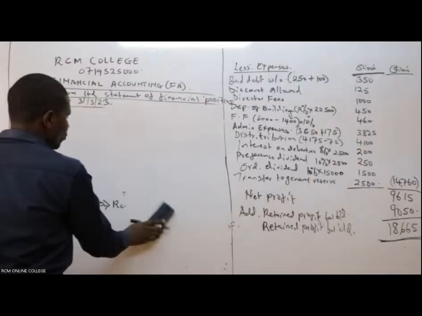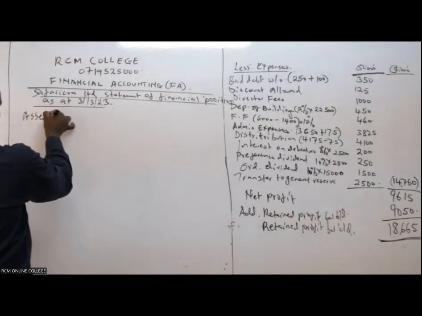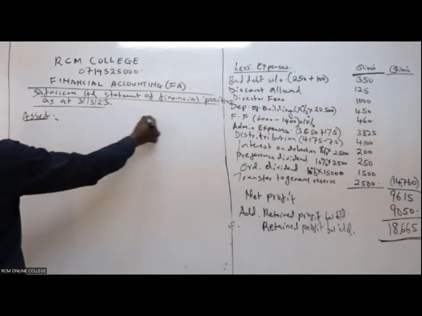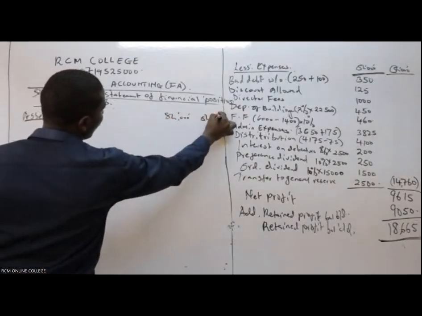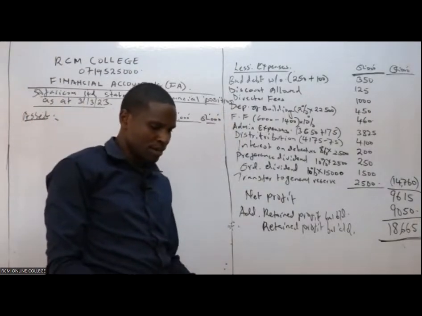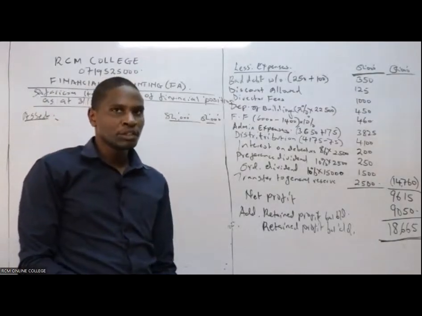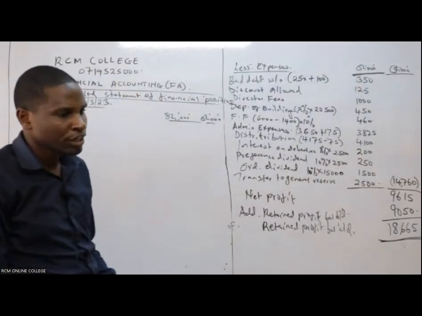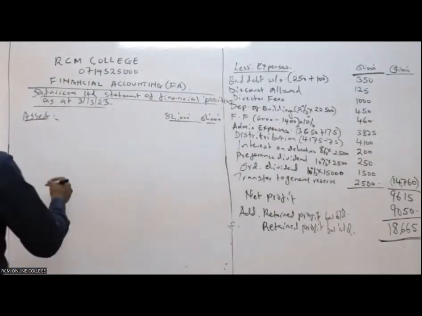So in this case, we start with the assets. If you are good enough, you can give me the non-current assets we have. Can you mention some of the non-current assets that we have there? If I look at my question very well, I had been given building, then furniture and fitting. Those are the assets that I had. And then I have investment at fair value.